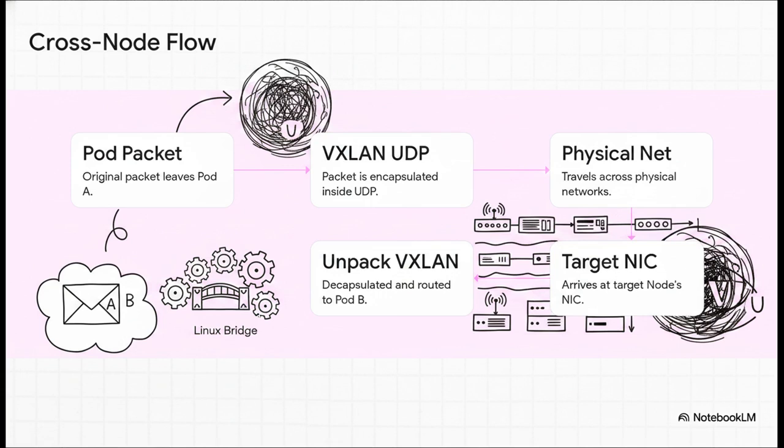It then travels out of the physical network interface card, across the literal real-world physical network, and eventually reaches the target node's NIC. Once it arrives safely, the VXLAN is unpacked, the plaintext packet is routed through the local Linux bridge, up the veth cable, and finally into pod B. It's honestly a massive, beautiful collection of Linux network technologies just working in perfect harmony.